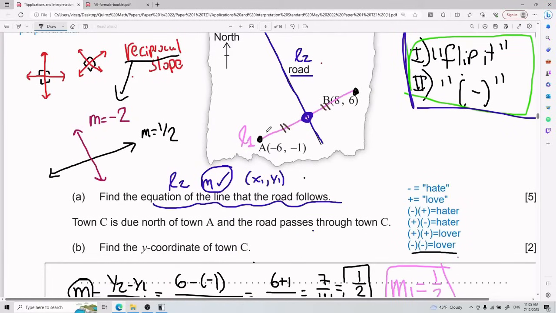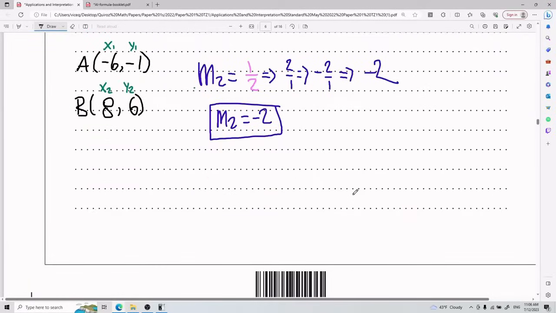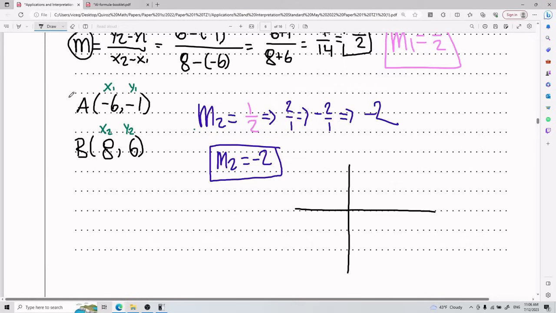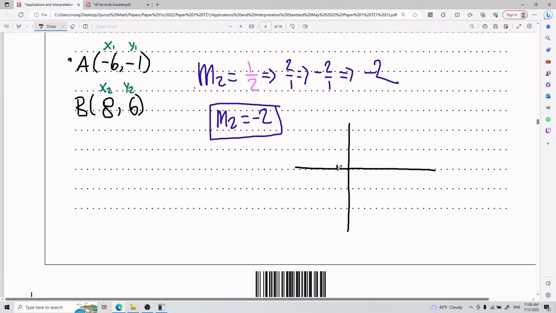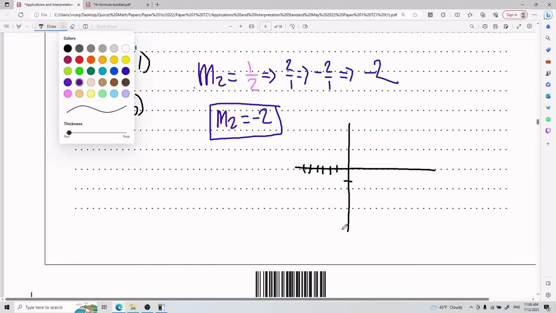Because what I can do is look at my change in X and my change in Y, find halfway through both, and I'm good to go. What do I mean by this? If I were to put this on a grid line and make it a little more pretty, I know that I'm first going to put point A. Point A is at -6, -1. So this is point A.